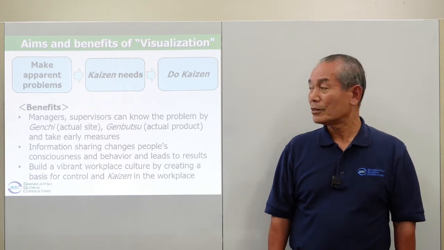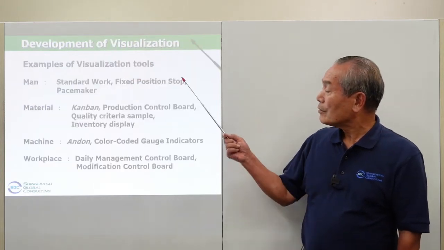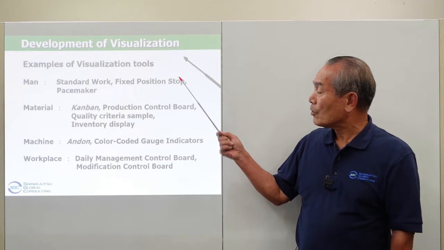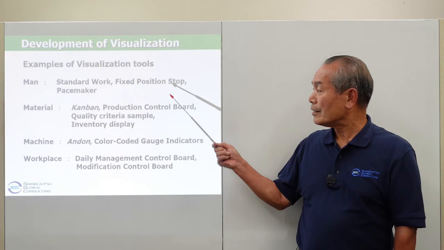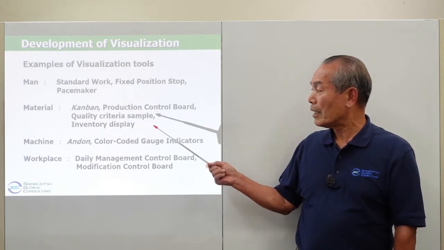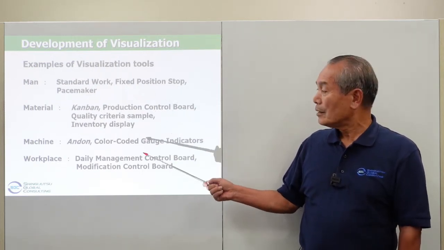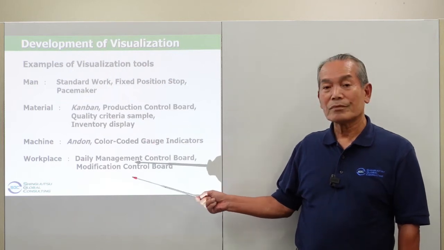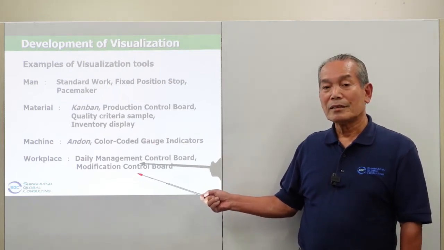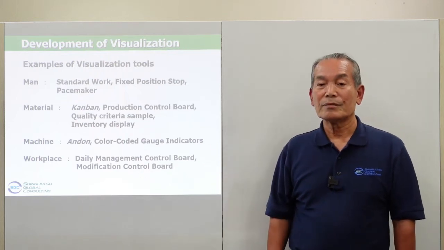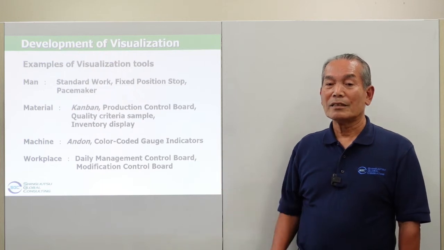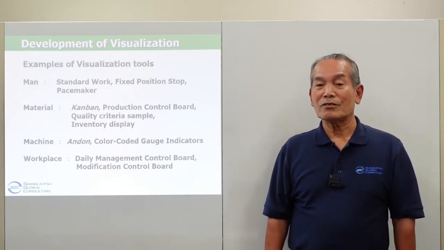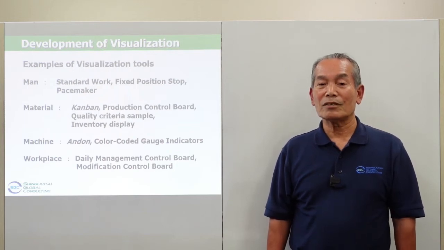Now, I'll talk about some specific examples of visualization. Man includes standard work and fixed position stop. Material includes Kanban and production control board. Machine includes andon and warning lights. And workplace includes daily management control boards. In Kaizen management, it is very important to use those tools for their exact purpose. Here are some actual examples.